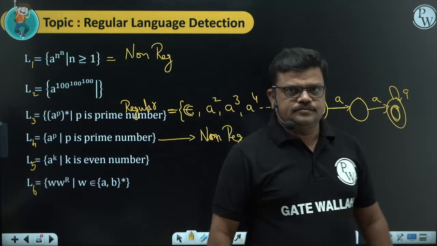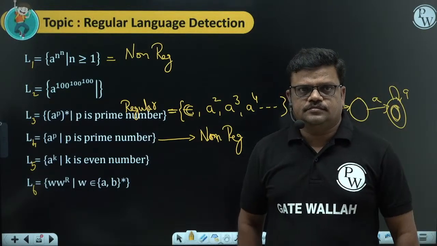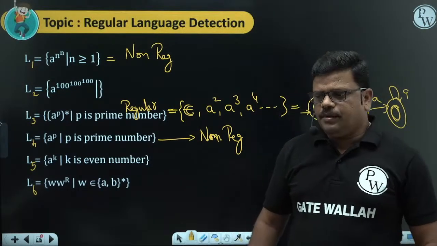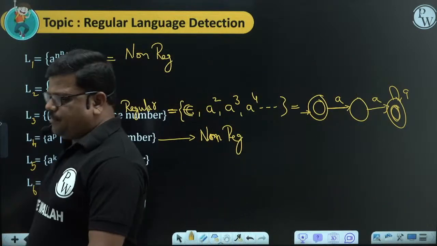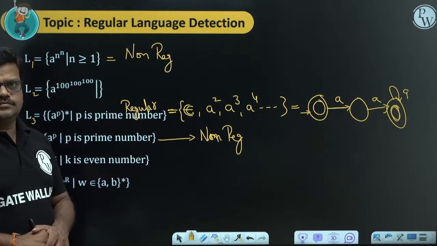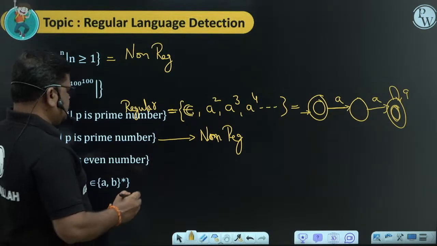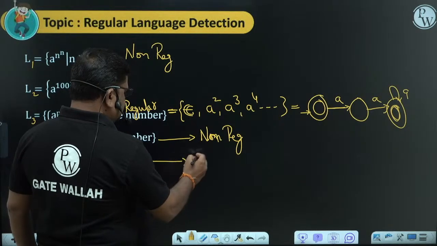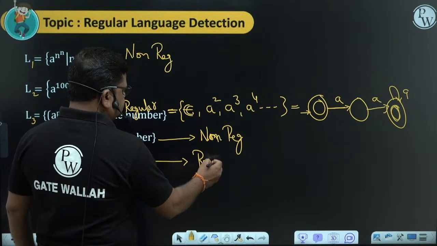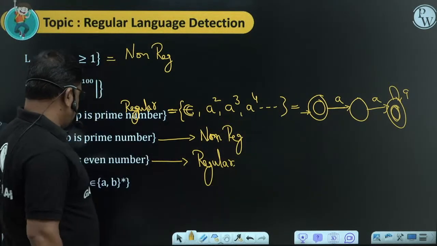L5, k is an even number. Even number, a power k, where k is an even number. Is there any common difference in even numbers? So 0, 2, 4, 6, 8 and so on, even numbers. If it is an even number, a common difference exists. This is clearly regular.